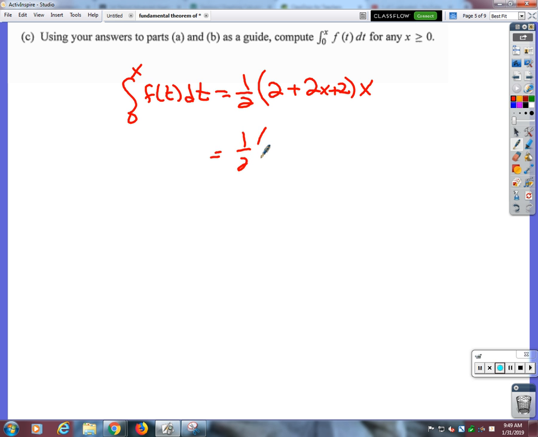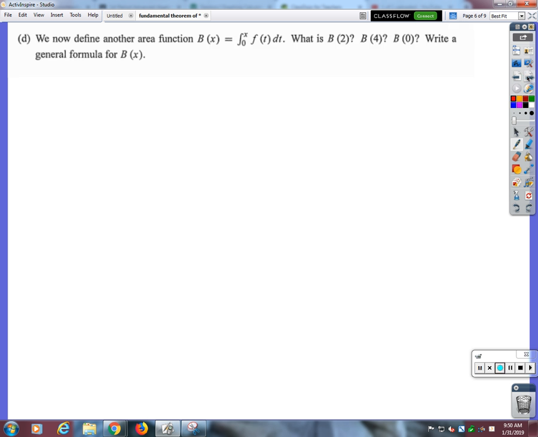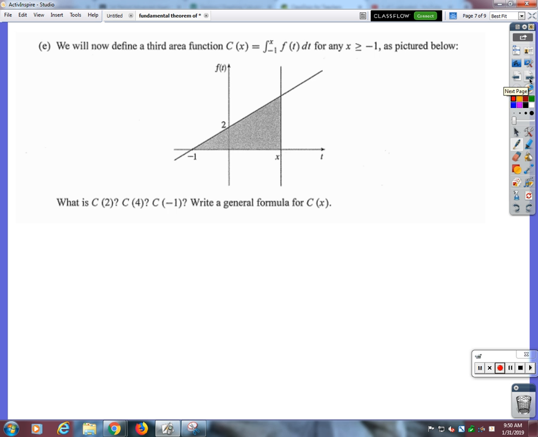If I simplify this a little bit, that's 2x plus 4 times x, which is x plus 2 times x, which is x squared plus 2x. Okay? All right. Now we can take that and plug in 2 and 4 and 0. We already have the general formula. All right, now let's play again.